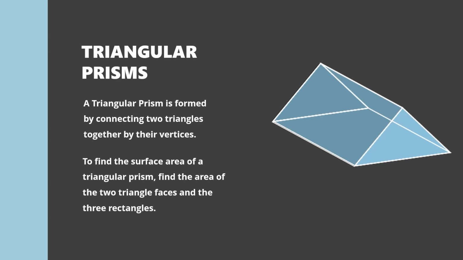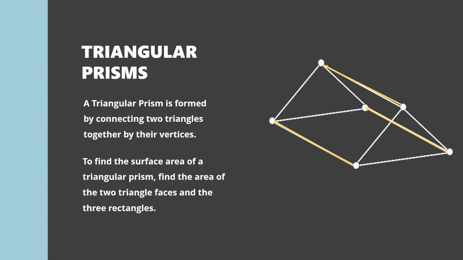A triangular prism is formed by connecting the vertices of 2 triangles together. To find the area of a triangular prism, we need to find the area of the 2 triangles and 3 rectangles that make up the prism. That means finding the front triangle, back triangle, left-hand side rectangle, right-hand side rectangle, and base rectangle. It's important to remember that in order to find the areas of triangles, we need to know the perpendicular height. So be sure to look out for that and not confuse it with any of the other dimensions.